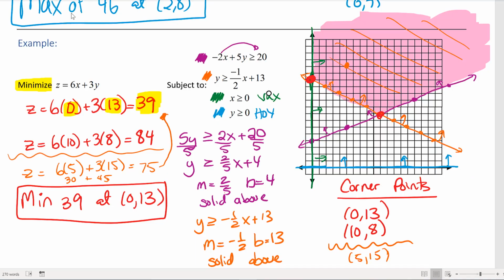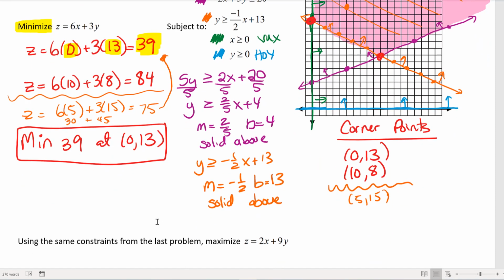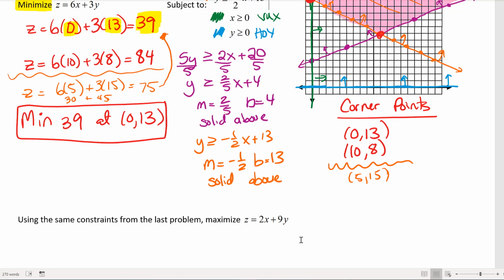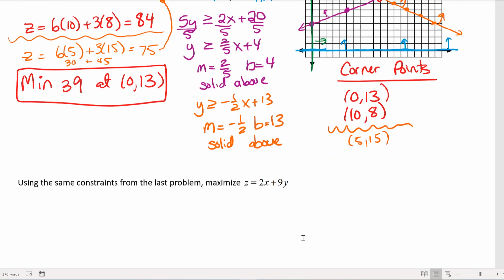Okay. Our last question here is, using the same constraints from the last problem, try to maximize 2x plus 9y. So I'm using the same corner points. I'm not going to regraph again. So I have z equals 2 times x. So I'm using these corner points. My x is 0 plus 9 times 13. And that gets me 0 plus 117, which is 117.